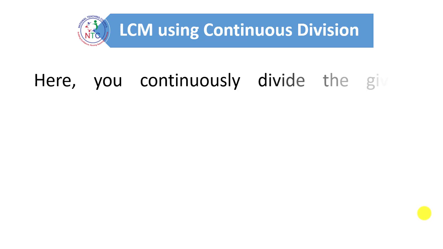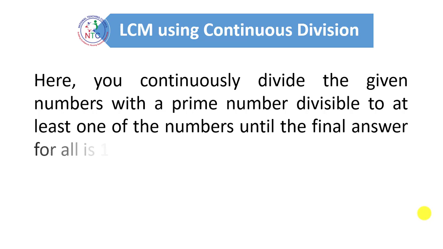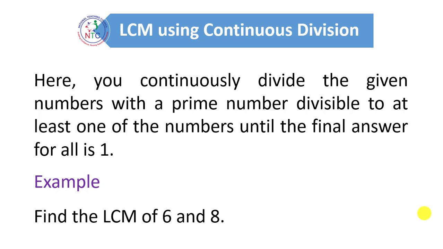Now, let's look at finding the LCM using continuous division. Here, you continuously divide the given numbers with a prime number divisible to at least one of the numbers until the final answer for all is 1. Now, let's look at this example. Find the LCM of 6 and 8.